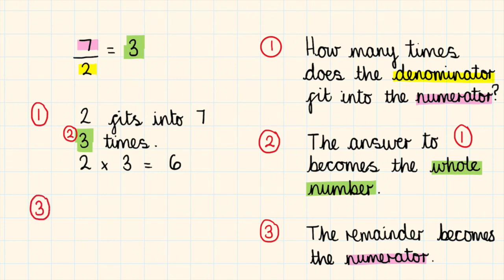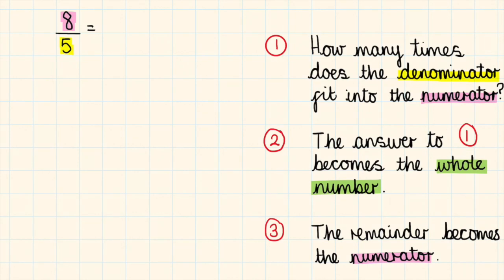The next thing we're going to do is look at the remainder. So like we said, 2 times 3 is 6, but we need to get to 7. So when we ask how many times 2 fits into 7, it fits in 3 times, but there's 1 left over. That's the remainder. That then becomes our numerator, and we put it over the original denominator of 2. So 7 halves is the same as 3 1/2.